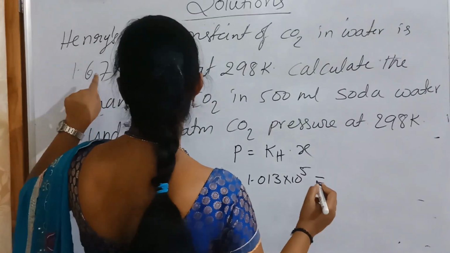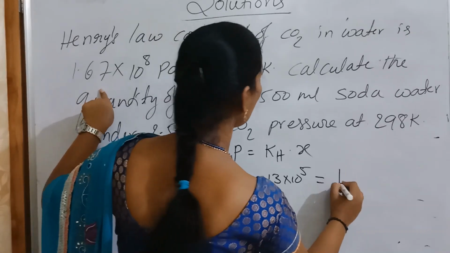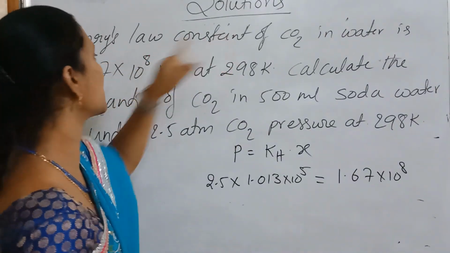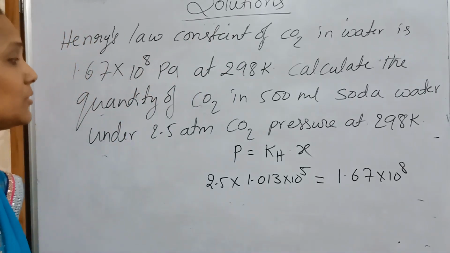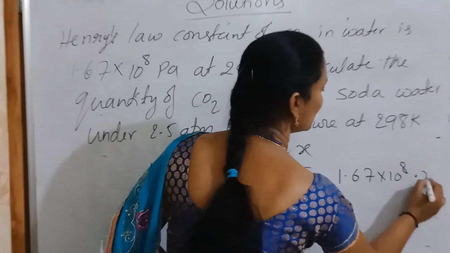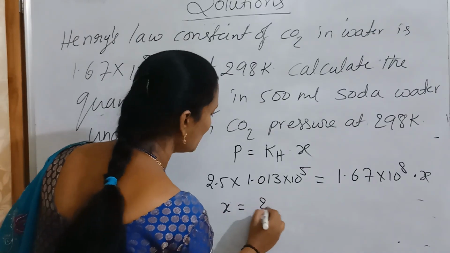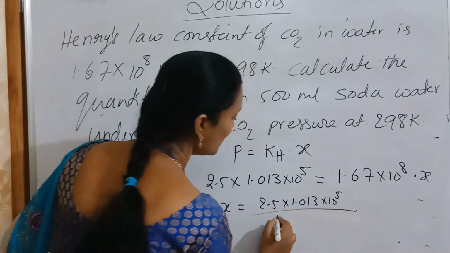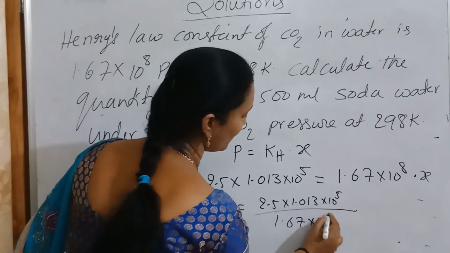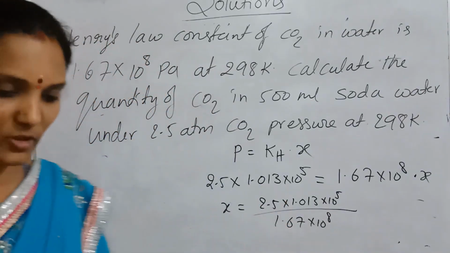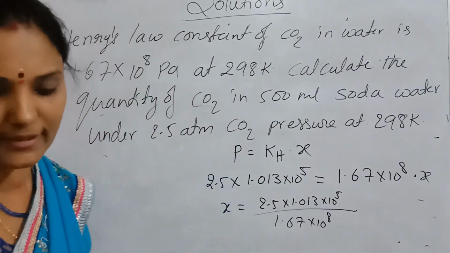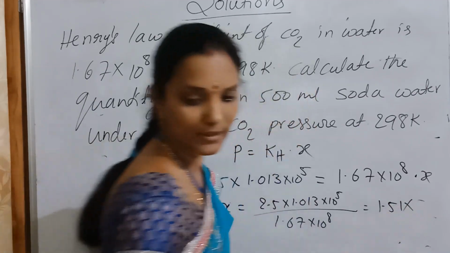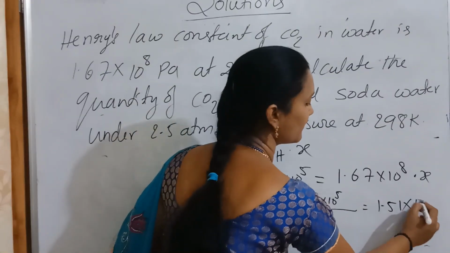How much is given? The KH value, 1.67 into 10 power 8. Henry's law constant, KH value 1.67 into 10 power 8 into X. So X is equal to 2.5 into 1.013 into 10 power 5 by 1.67 into 10 power 8. Simplify this one. So how much will we get here? This X value we are getting is 1.51 into 10 power minus 3.